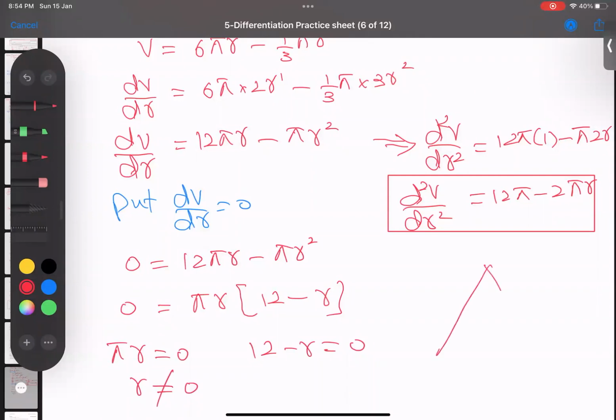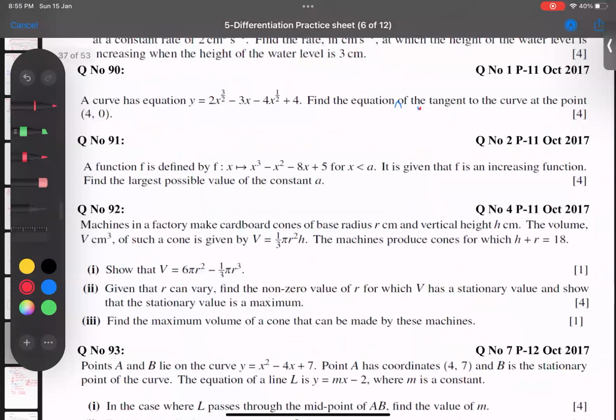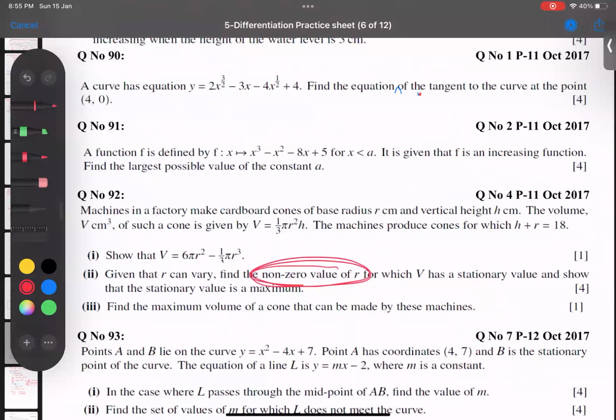In any cone, when the radius is there, if the radius becomes 0, it means this distance becomes 0, meaning there's no more cone available there. No more cone existence is there. So which is not possible. That is why I wrote r cannot be 0. And r is coming 12 centimeter. And that is why, if you see the question, he's saying non-zero r value. So that is why I got two answers. One is real 0 and another one.